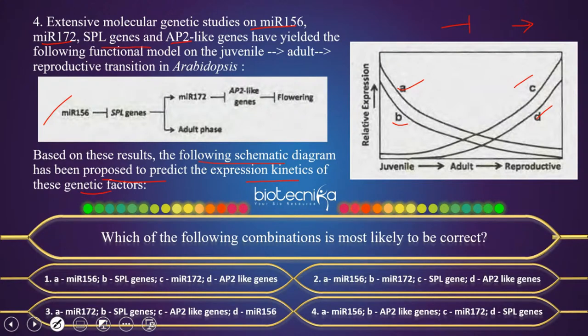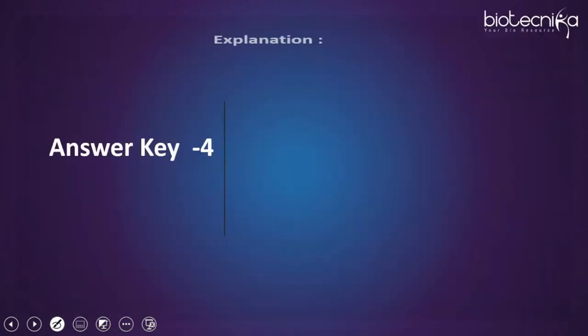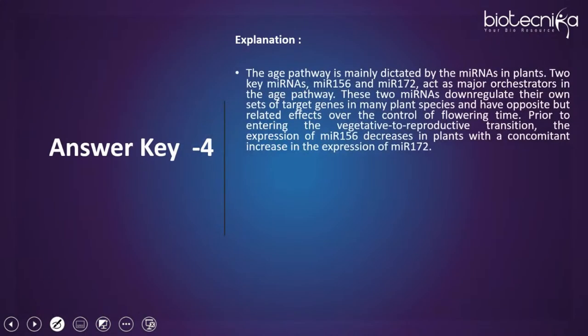Okay, so a little bit of background for these molecules, MIR-156 and all this. These are the age pathways. It is mainly dictated by the miRNAs in plants. That is the age pathway, whether from juvenile to reproductive, it will go. That is the transition to flowering. It depends on these molecules.